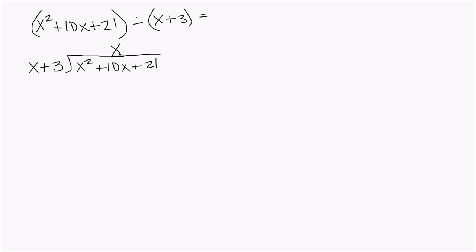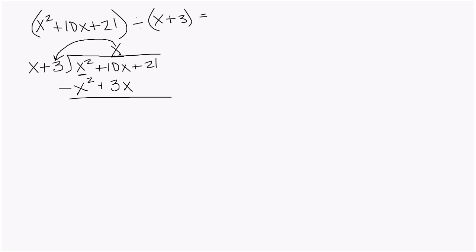And then, just as I would do in long division, I would take this x, multiply it by x, and then right underneath it, I would write that answer. I'd write it under here. So x times x is x squared, and then I would multiply x times 3, which is positive 3x. And then I'm going to subtract.